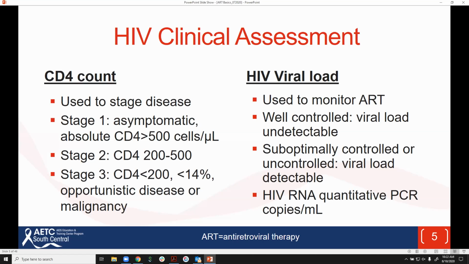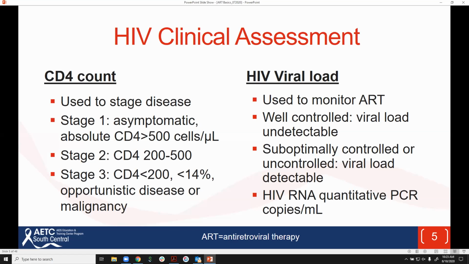In addition, in pediatrics, because the normal range of CD4 changes with age, they use the percentage more than the absolute count. And then if someone has, no matter what their CD4 count is, an active opportunistic disease or malignancy, then that would be considered stage 3.